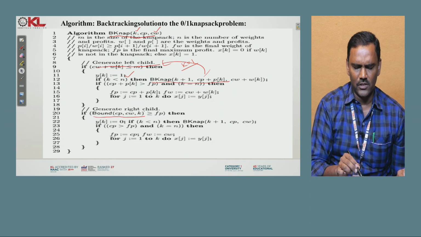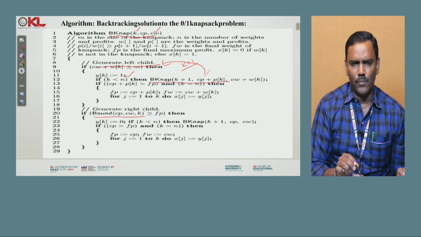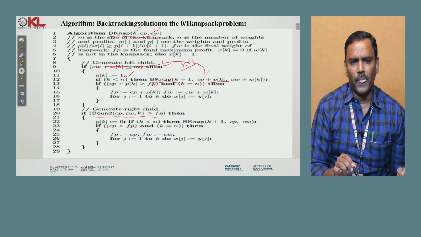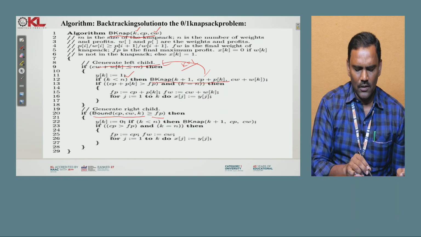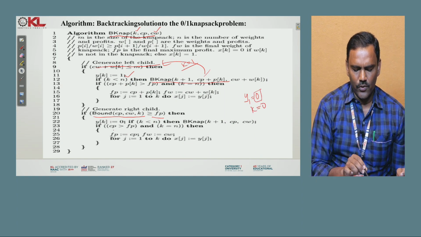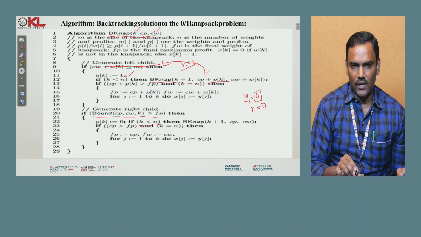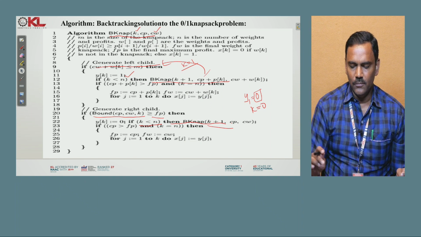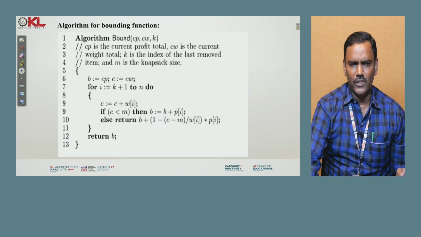go for the bound function, where we are going to be calculating the upper bound. Based upon that, we are checking with the final profit. If it is greater than that one, then we will be generating the right side value, where the k value is going to be 0. That we are going to be considering, and we are generating again the knapsack k equal to k plus 1, and again we are going to be processing. This is about the algorithm. And now we will see the bound function.